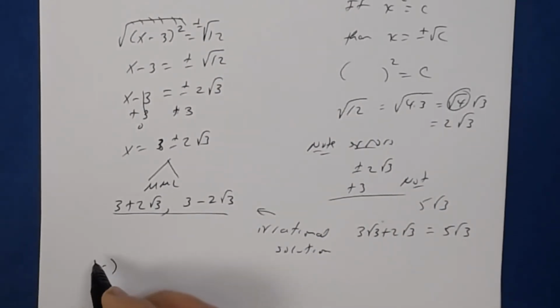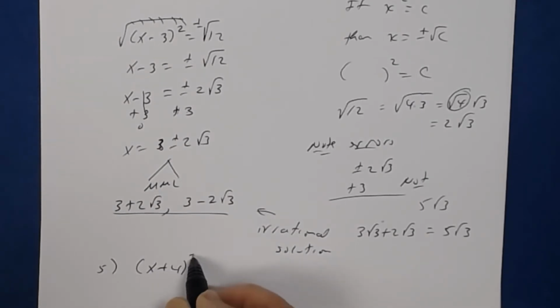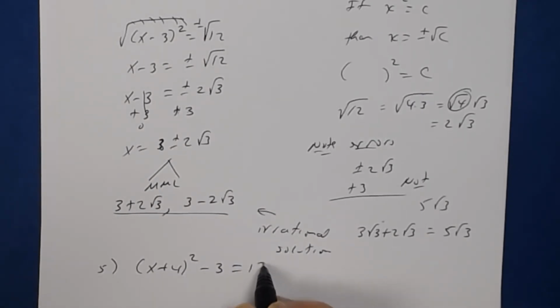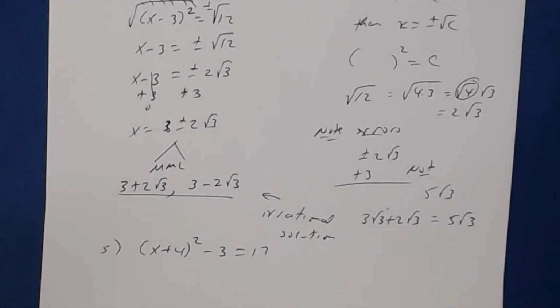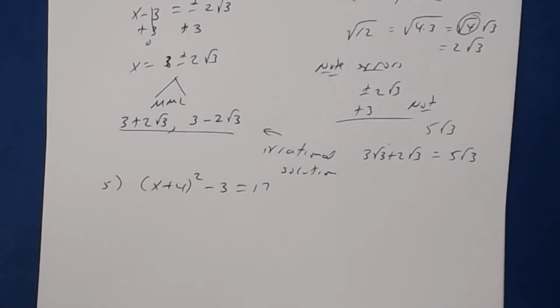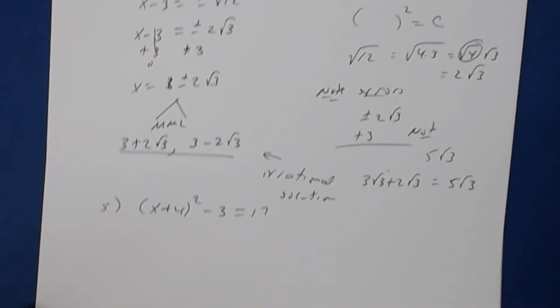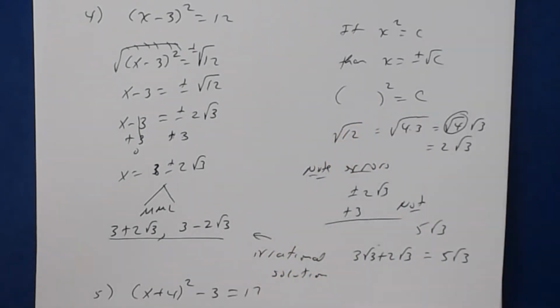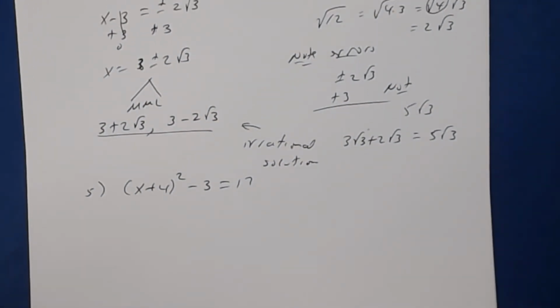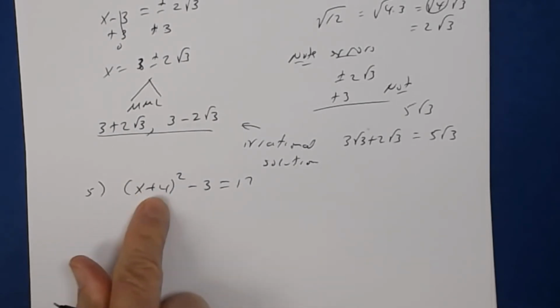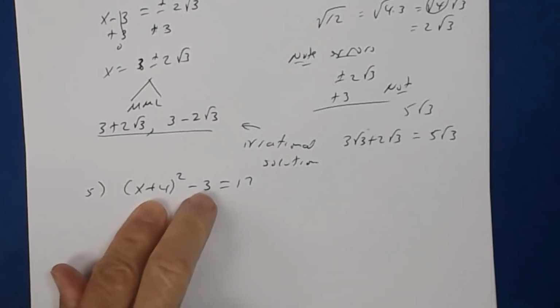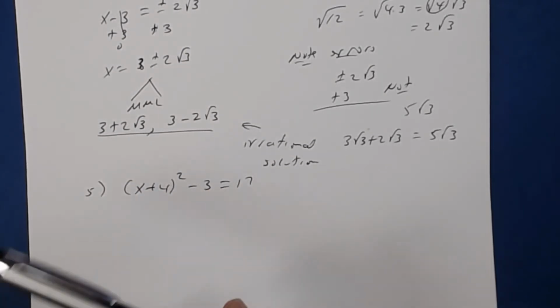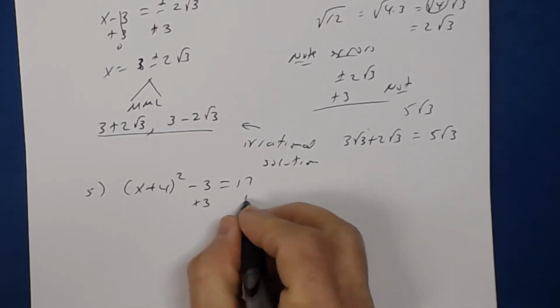Number 5, let's suppose we had this. X plus 4 squared minus 3 equals 17. All right, so think about how you're going to go about approaching this. Because remember, the direction says you must use a square root property. So what that means then is that I've got to get it to look like this first. So this is what I have. So what do you think you may need to do? Well, remember, you got to get this by itself first, right? So you got to do what here? You're going to have to add 3 to both sides. All right, so let's go ahead and add 3 to both sides.